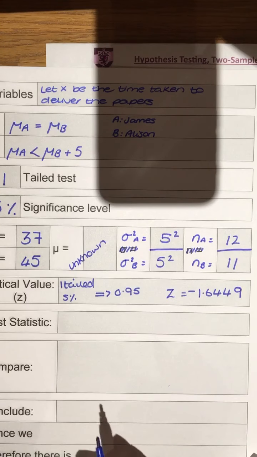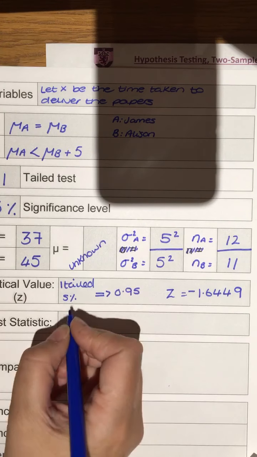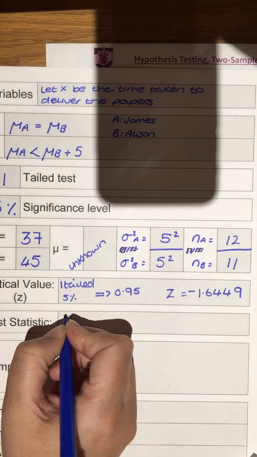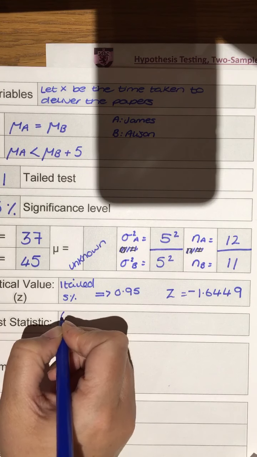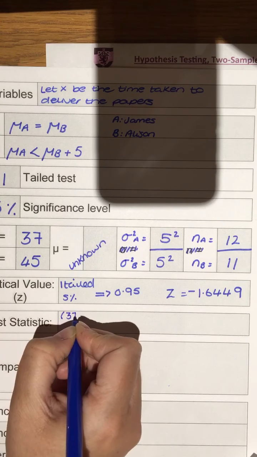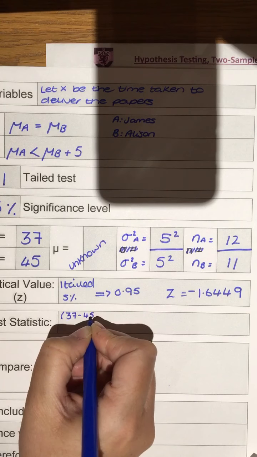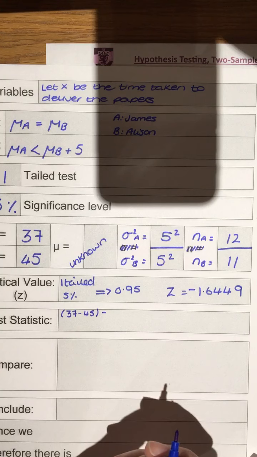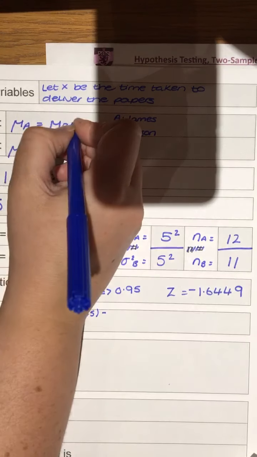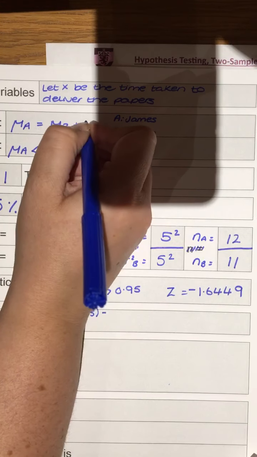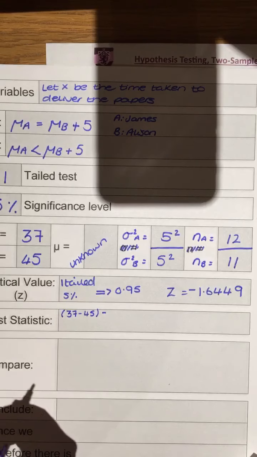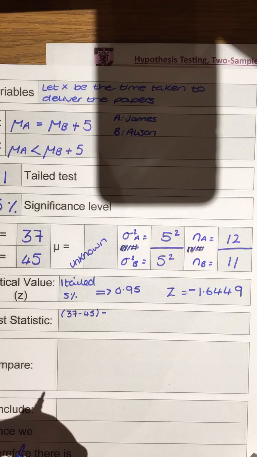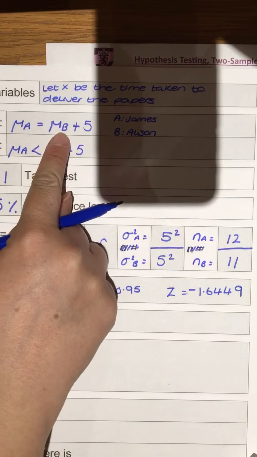So this is where the test statistic is a little bit trickier. For my test statistic, I am going to do x bar minus y bar, so 37 take away 45. And then minus, I've missed off my +5, I do apologise, from up here. I am no longer saying that those two means are equal. I am saying that they are equal if this one is 5 bigger.